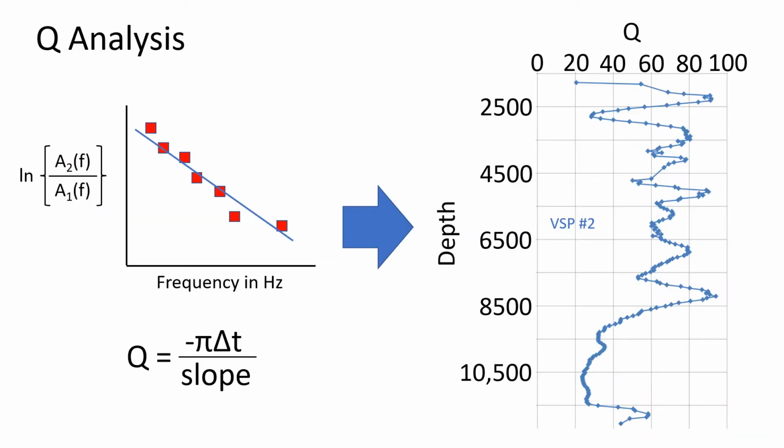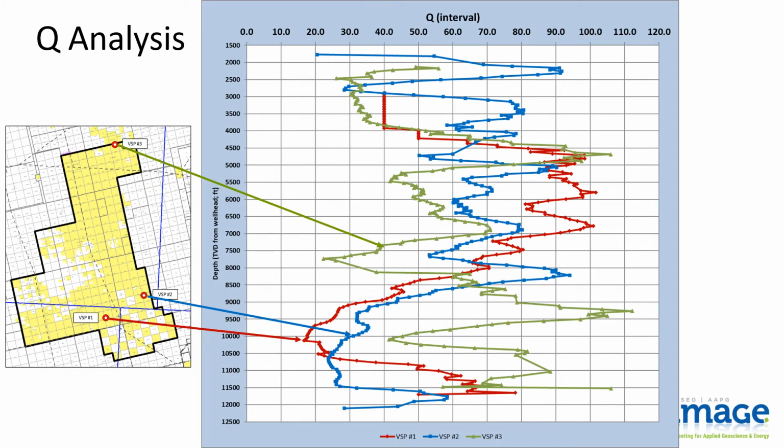This slide summarizes the spectral ratio method we use to estimate Q at each of the VSP locations. This approach has been widely used and provides good estimates for depth varying Q values over the entire wellbore. The graph on the right shows the interval Q values for VSP number 2. We performed this same analysis at the other 2 VSP locations and obtained this comparison graph.